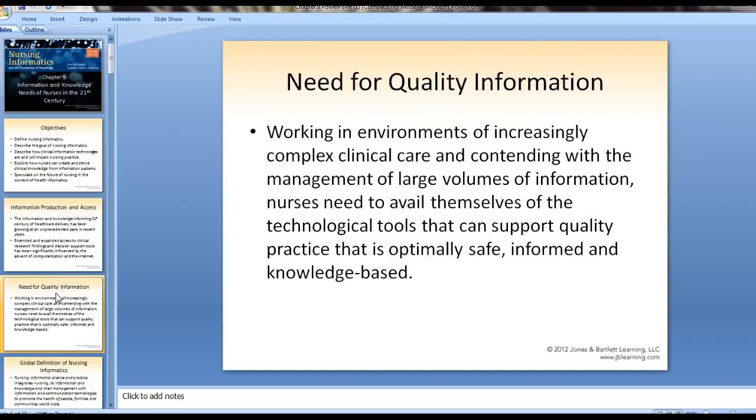Working in environments of increasingly complex clinical care and contending with the management of large volumes of information, nurses need to avail themselves of the technological tools that can support quality practice that's optimally safe, informed, and knowledge-based. So we need to make sure that we're using good technology and good information to take care of our patients. We're not just doing whatever Google or Wikipedia tells us to do.